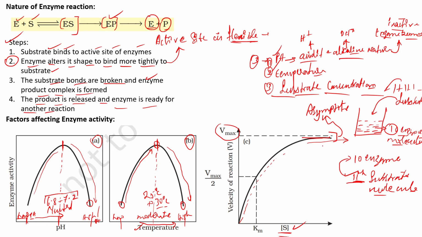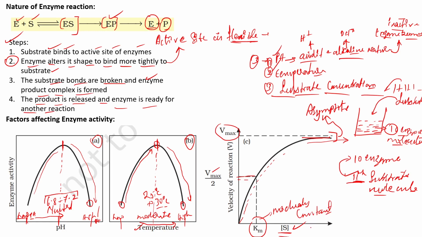Now let us look at Vmax by 2. It is exactly half the maximum velocity of the reaction, hence we call it Vmax by 2. If I put a dotted line and extrapolate it to the x-axis, we will get the Km. It is called the Michaelis constant.